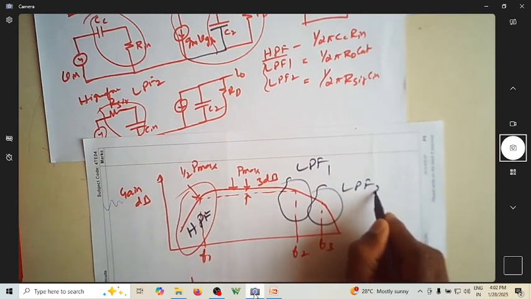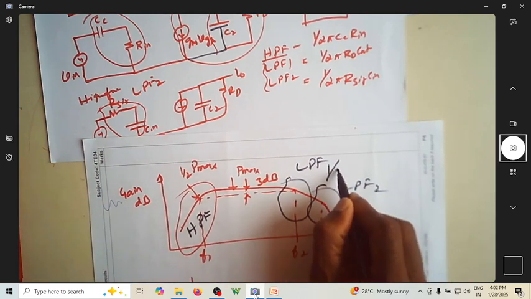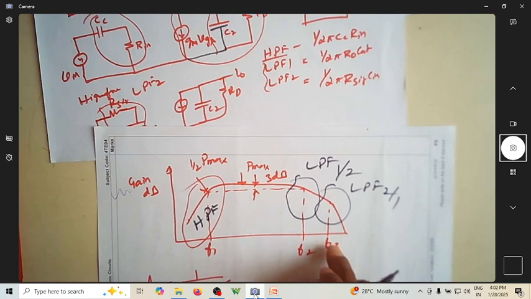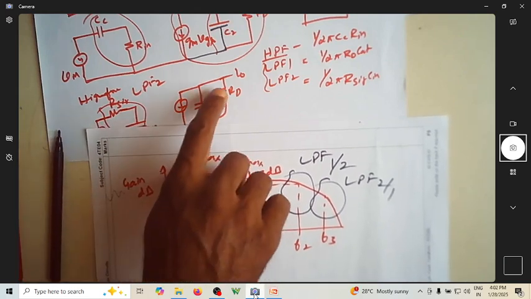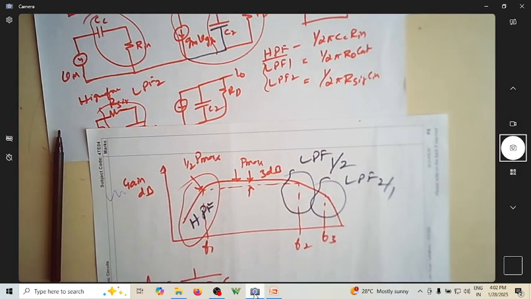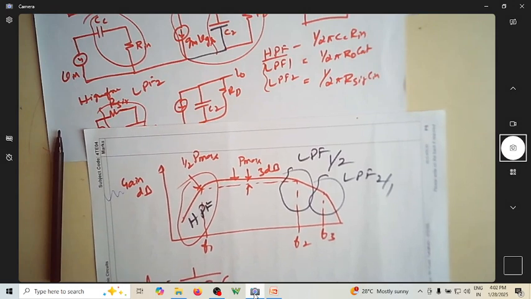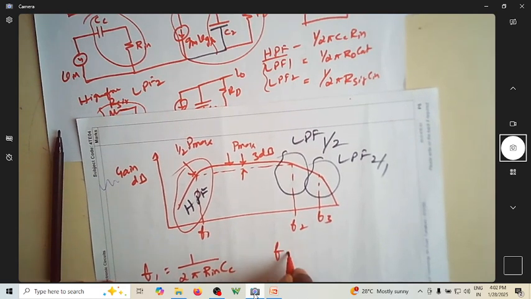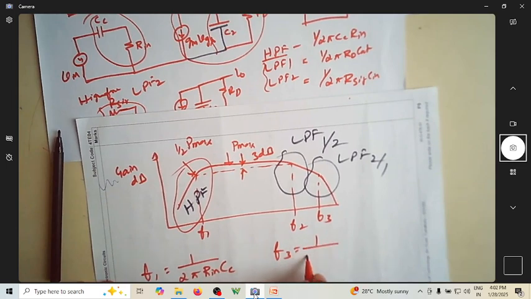Maybe this is 1, 2. This can be interchangeable. This can become 2, this can become 1. Depending on whose frequency is less, these two are interchangeable depending on the value of R and C. And what is F2? It is 1 over 2 pi RD into C out. And what is F3? F3 is 1 over 2 pi R signal into C.